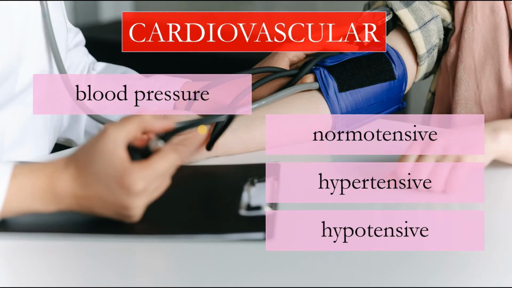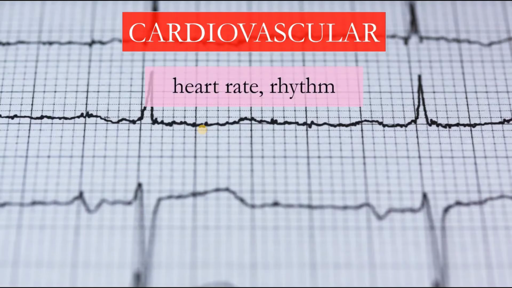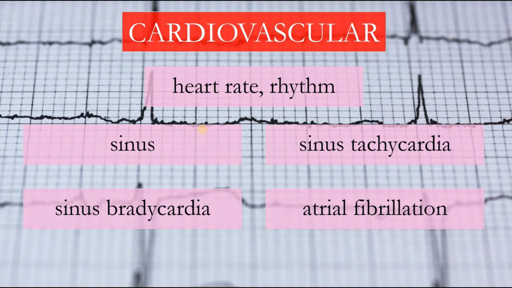Normotensive means normal blood pressure. Hypertensive means high blood pressure, anything from 140 or 150s systolic blood pressure or higher. And hypotensive is anything less than 100 millimeters of mercury systolic blood pressure. And then you talk about heart rate and rhythm. For the heart rate and rhythm, we have the following terminologies.